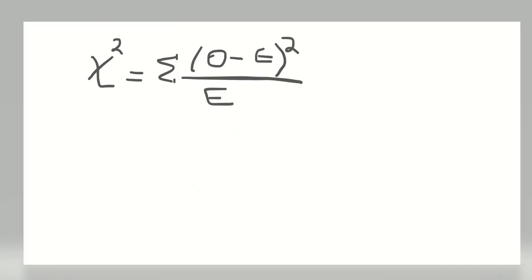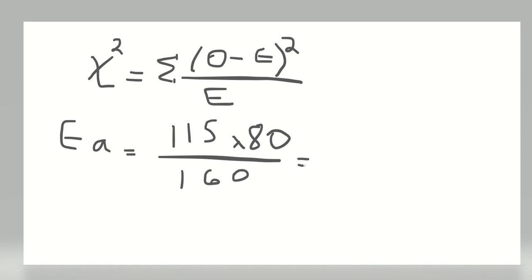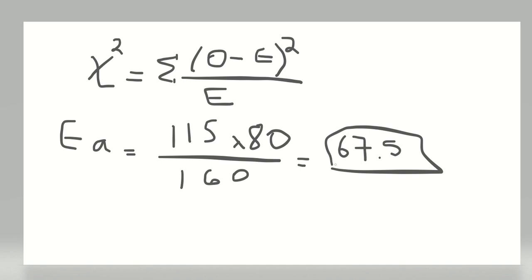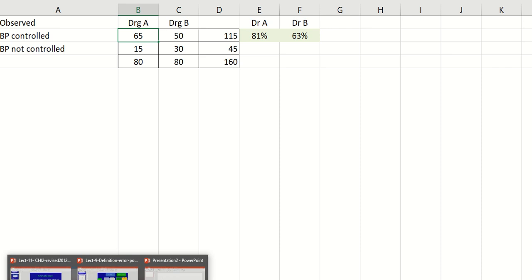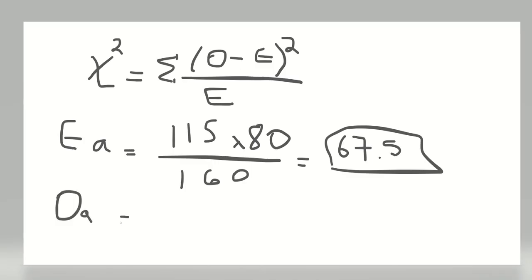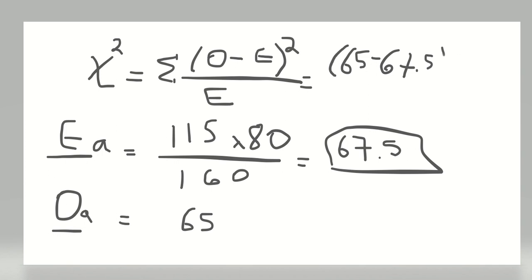so for cell A, the first one, the expected is 115 times 80 divided by 160, okay? So that is going to be equal to, I think, 67.5. So this is the expected for cell A, and the observed was 65. If I want to start doing my chi-square, I can say 65 minus 67.5, square that difference, so that gives 2.5. You're going to square 2.5 and divide by the expected, 67.5.